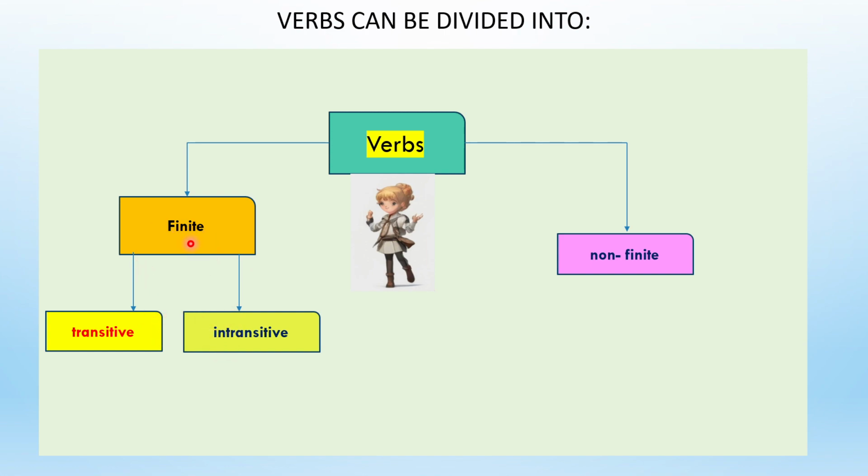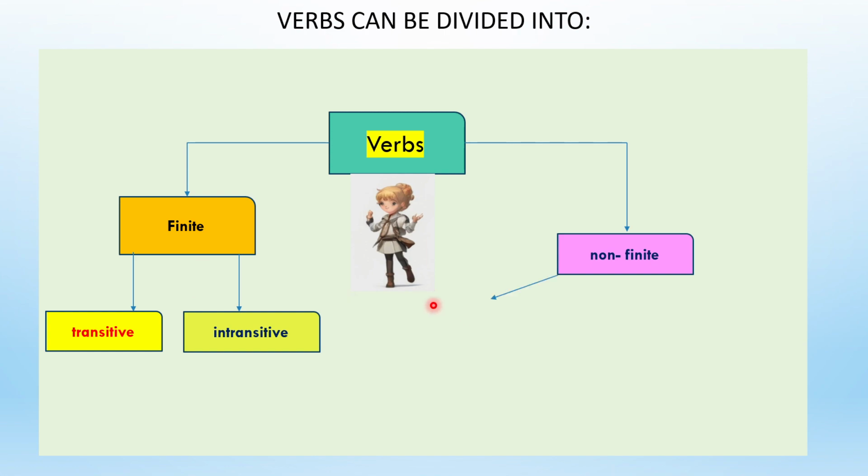What are finite verbs? Finite verbs are those verbs that change with subject and tense, like he plays, they play. He played, he plays. So they are changing with subject as well as tense. So they are finite verbs.